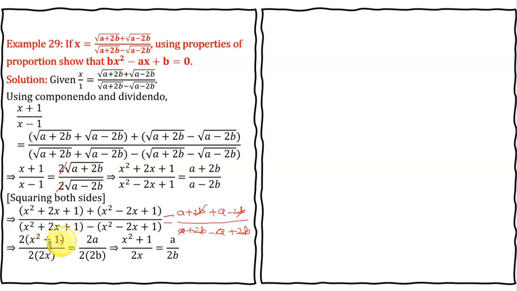You will get here x square plus 1 upon 2x. Here 2 will get cancelled, a upon 2b. Okay, and next you can take here the cross multiplication. Okay, that is here 2b in bracket x square plus 1, and that's equal to a into 2x. And next, after simplification, from both the sides, again 2 will get cancelled. That is bx square plus b, and here is ax. If we shift this ax to the left hand side, it will become bx square minus ax plus b is equal to 0, and hence it is proved. Okay.